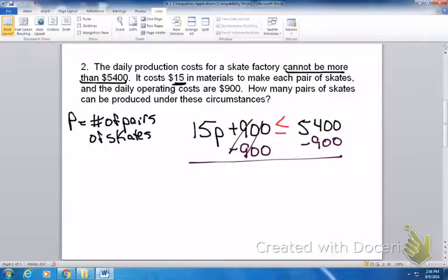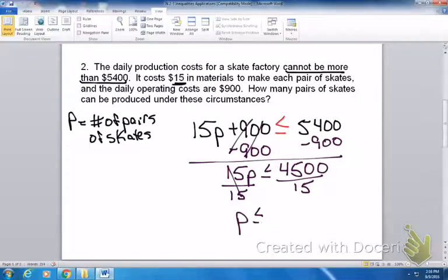So the 900s cancel out. I have 15P is less than or equal to 4,500. Please be careful with your arithmetic. That is what has been killing people. Now to get P by itself, I have to undo multiplication with division. So I divide by 15. The 15s cancel, leaving me P is less than or equal to 300.